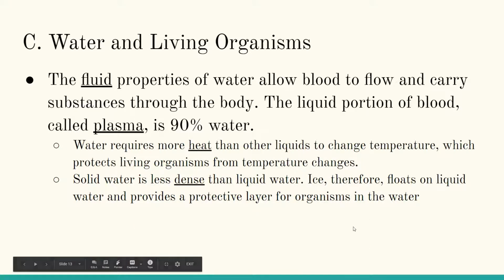The fluid properties of water allow blood to flow and carry substances throughout the body. The liquid portion of blood, which is called plasma, is 90% water. 90% water. 10% is just a bunch of other jumble of stuff. Actually really valuable. Really valuable. You can donate that and make a decent amount of money.